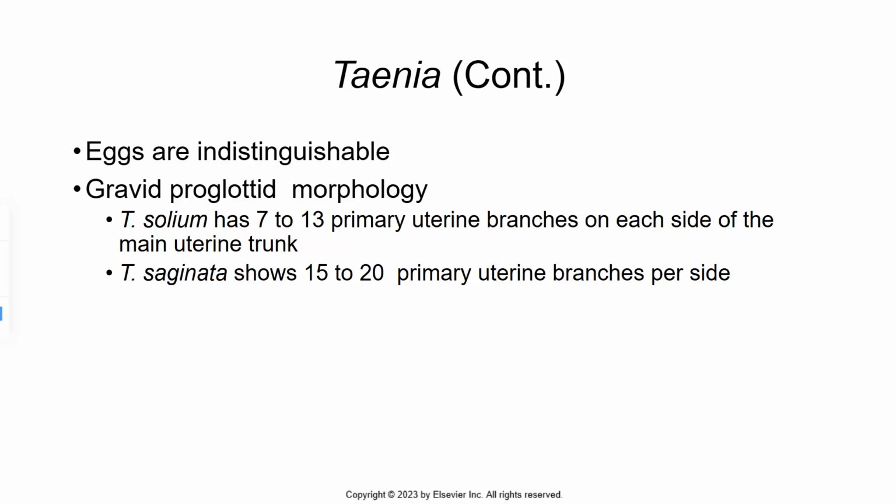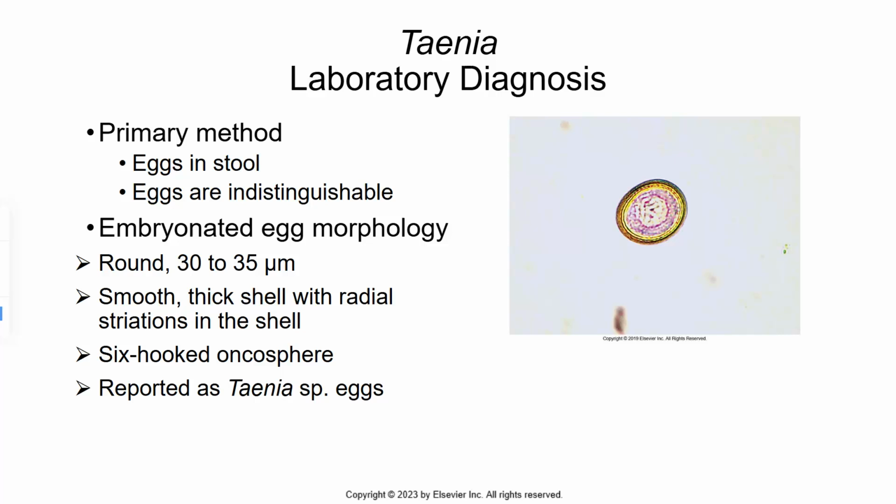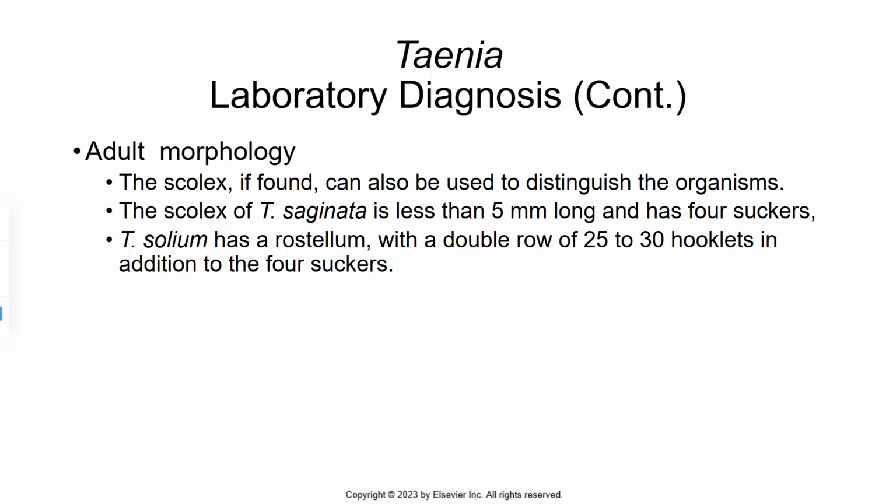Eggs are indistinguishable. The proglottids, though, are a little bit different, and I'll show you some pictures in a little bit of how to differentiate T. solium and T. saginata by their proglottids and scolices. So the primary method of diagnosis of any Taenia species would be the eggs in the stool. Again, eggs between the two species are indistinguishable. If you get the adult worm, then you can distinguish them based on their scolex or proglottids.